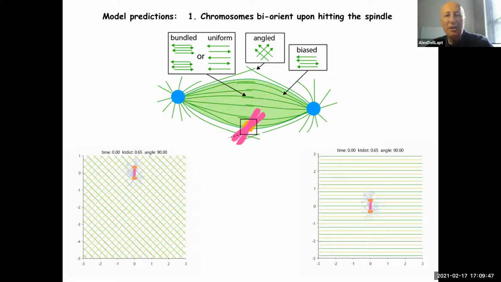So let me show you some movies, computational movies that came up from simulation of the stochastic model. And they explain what's happening, what's the difference, for example, in the angled network away from the spindle and in the parallel network on the spindle. So in the angled network away from the spindle, here's what happens.